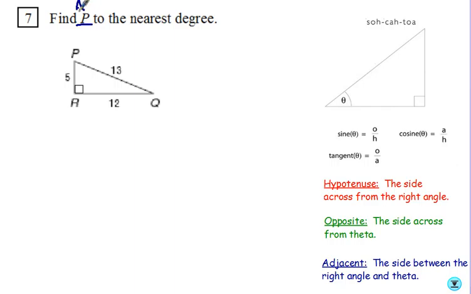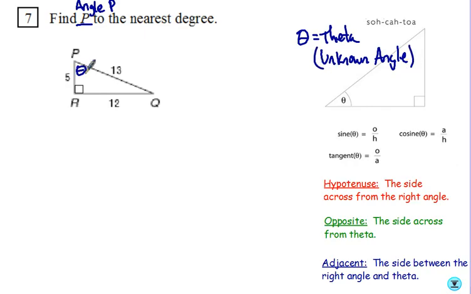And so this represents angle P. And we use this theta, as we mentioned earlier, that's just a Greek letter, just like pi, for an unknown angle. Like with an equation, maybe we use x. If we don't know what an angle is, we call that guy theta. It looks like a little circle with a line through it.